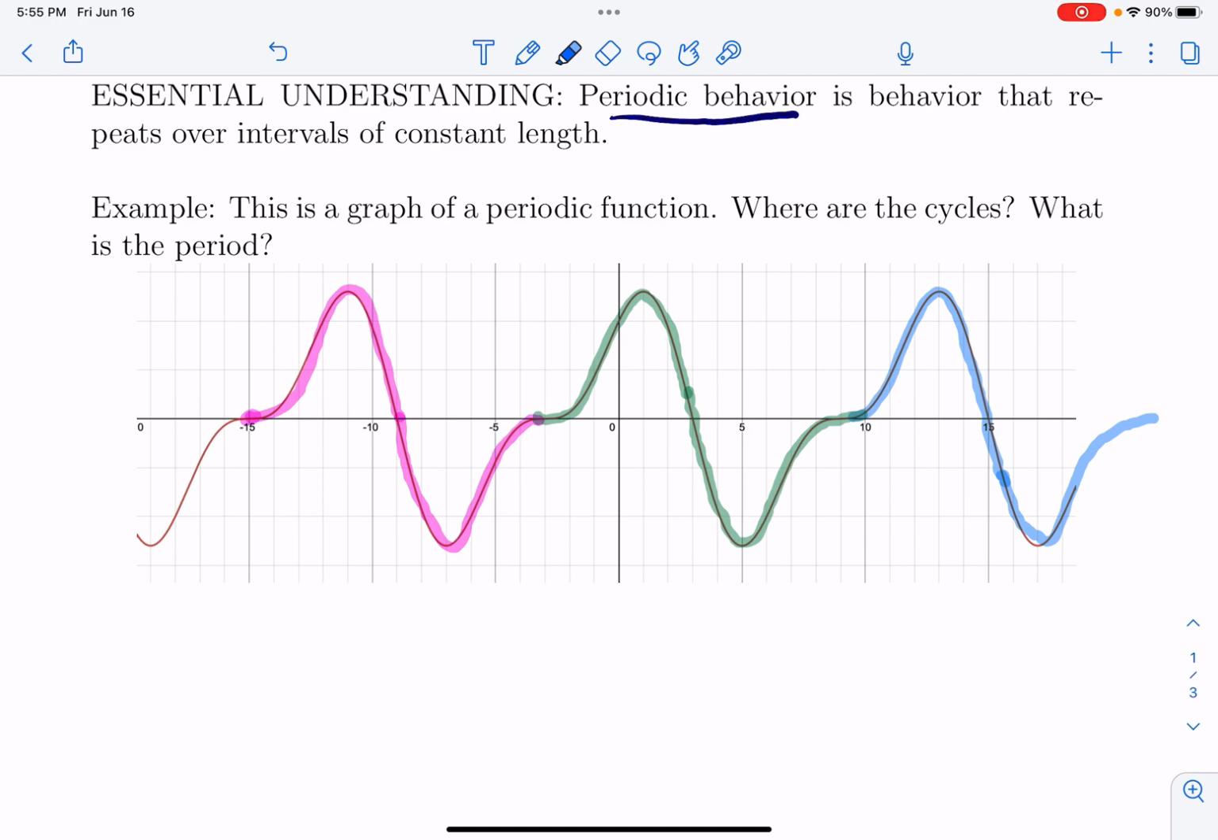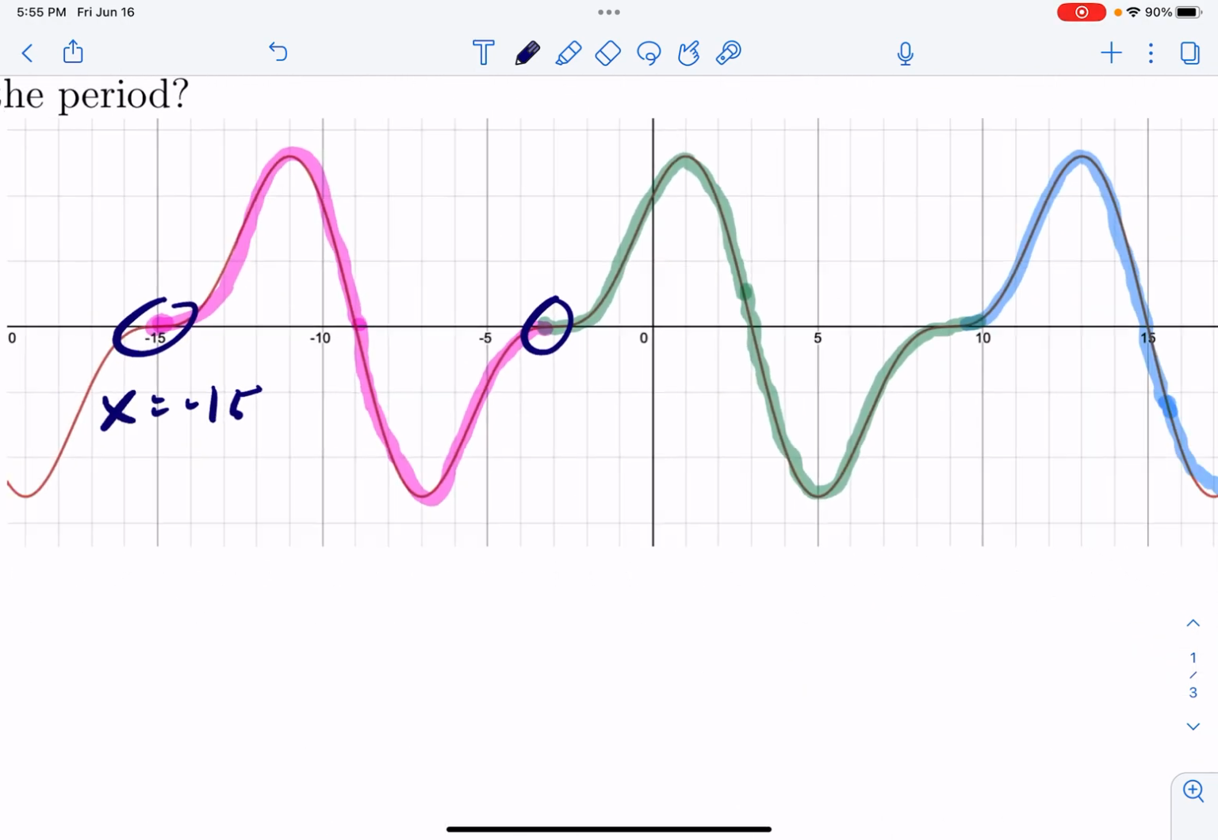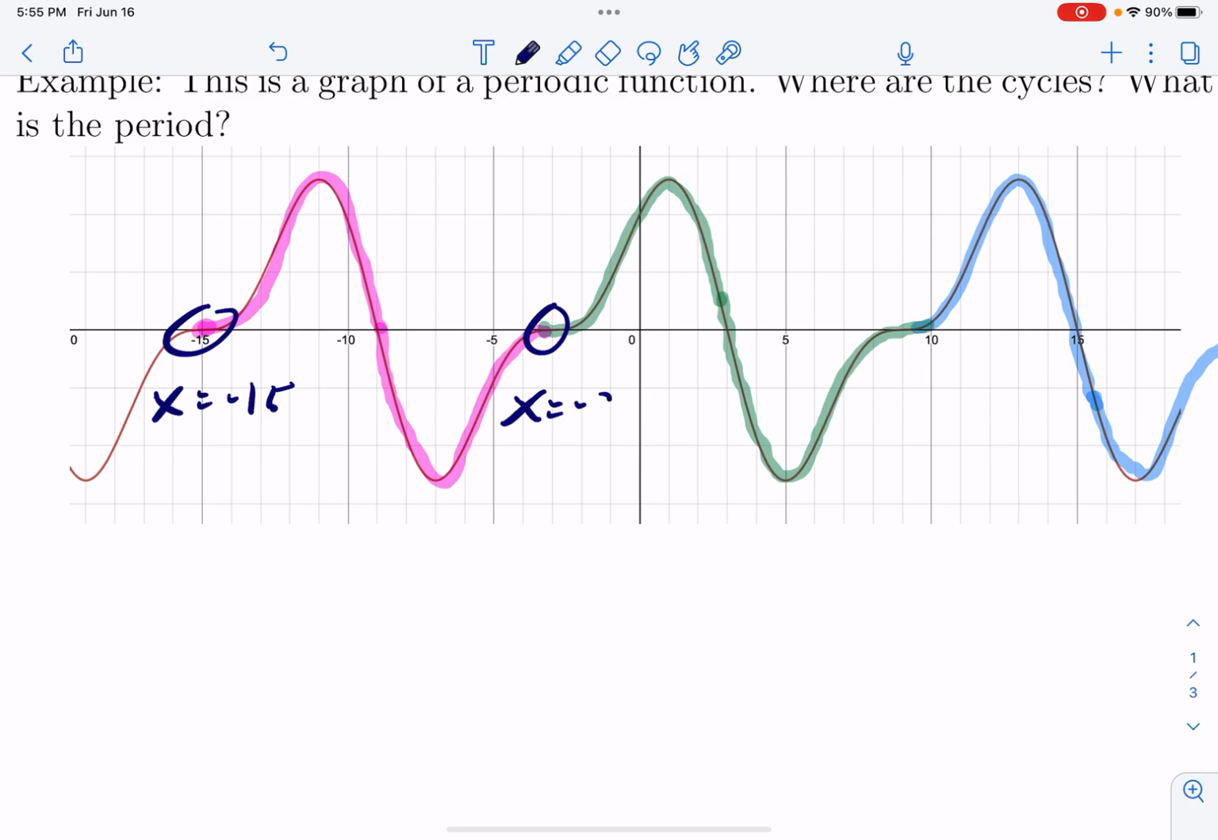Now the period measures how wide each cycle is. Very specifically, this is at x equals negative 15. This is not labeled, but if you look at the grid, it is at x equals negative 3. This one here is at x equals 9. And whether you subtract or count, we will notice that these are 12 units apart. So we would say that the period is equal to 12. And I got that from how I happened to do the cycles.